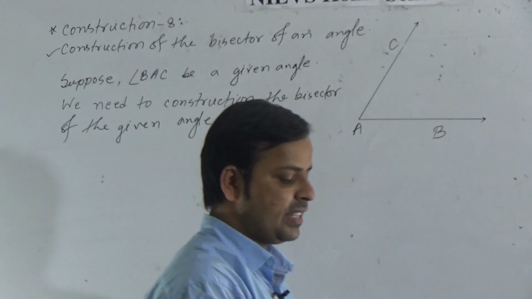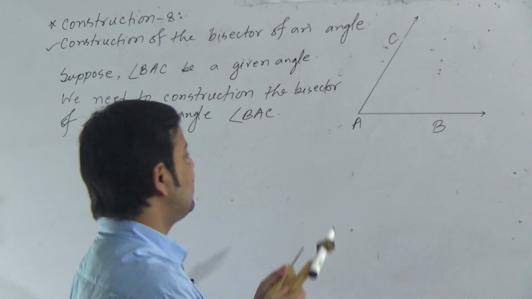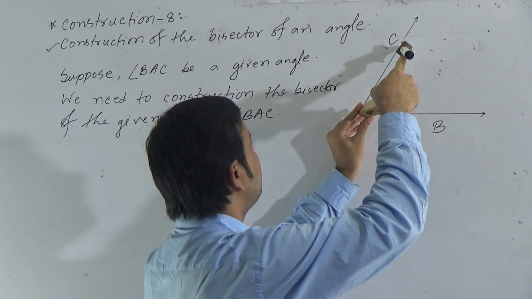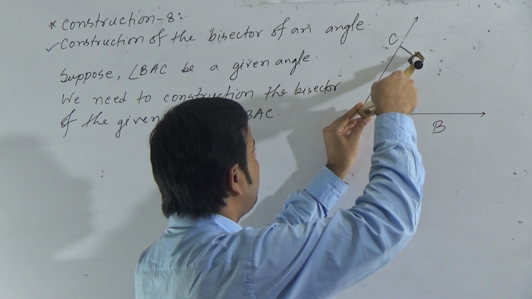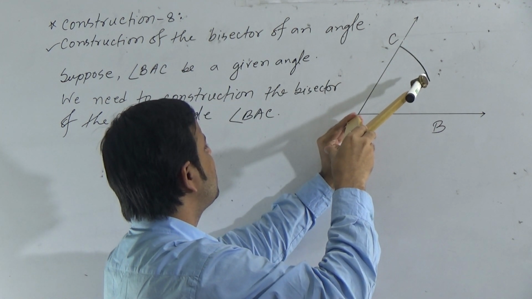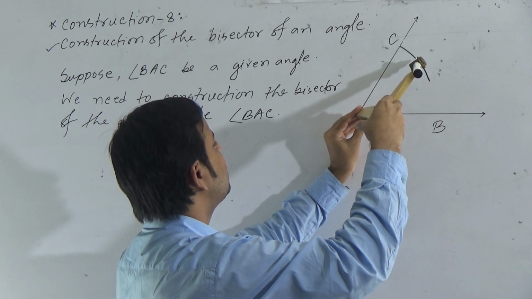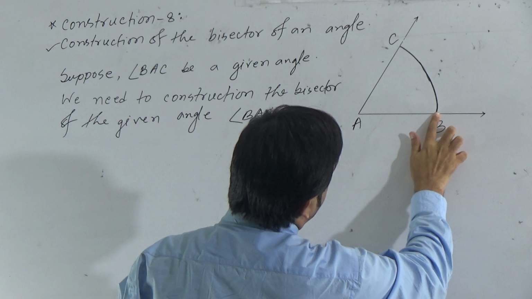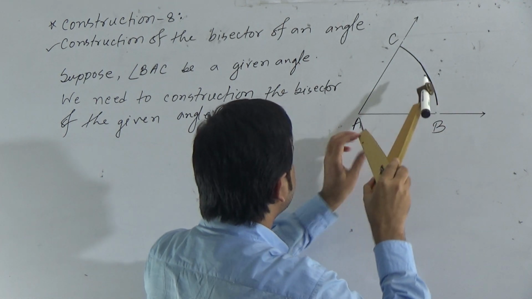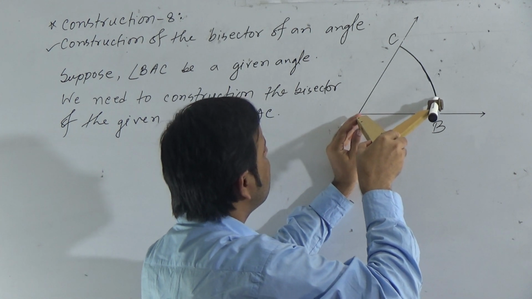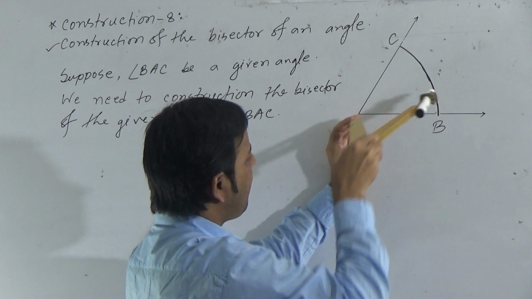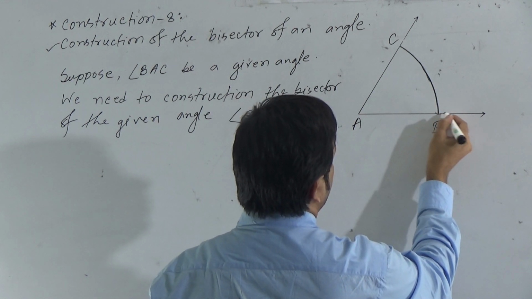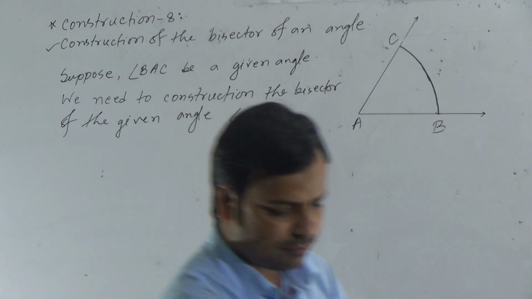So let us draw the bisector at first. To draw the bisector, at first we have to take A as center and draw an arc with convenient radius which intersects or cuts the rays of angle BAC at B and C. Now this is our first step.